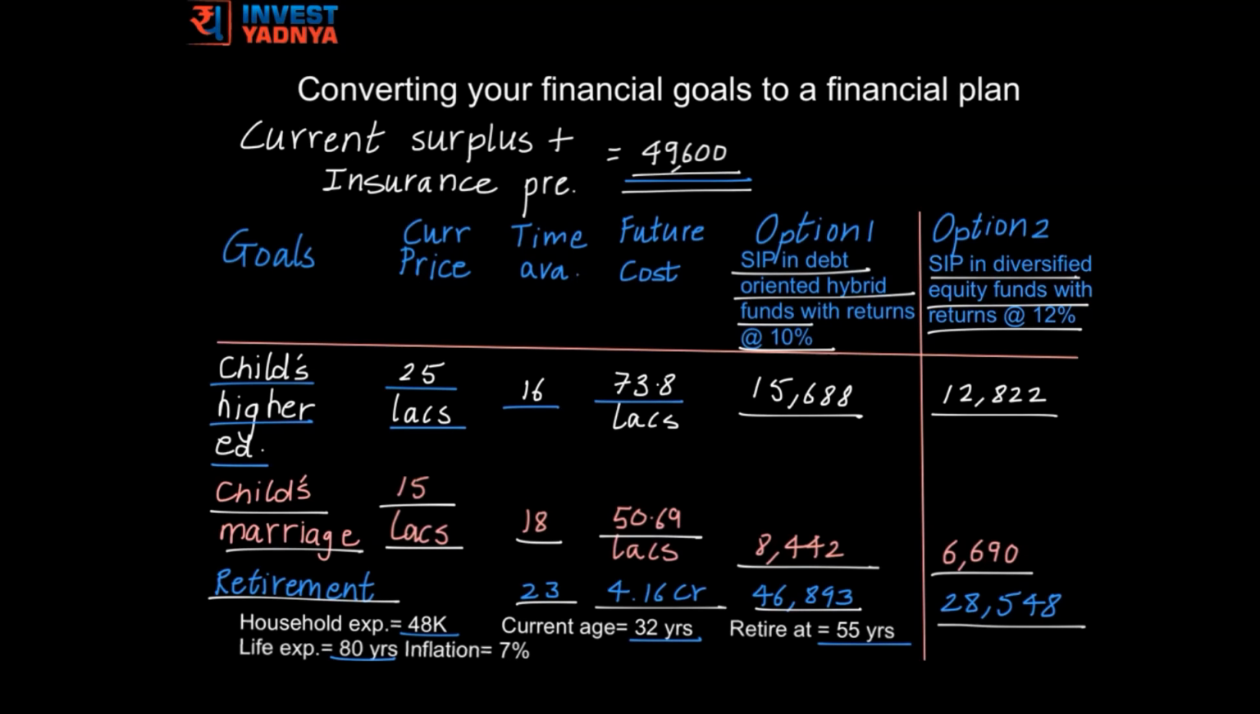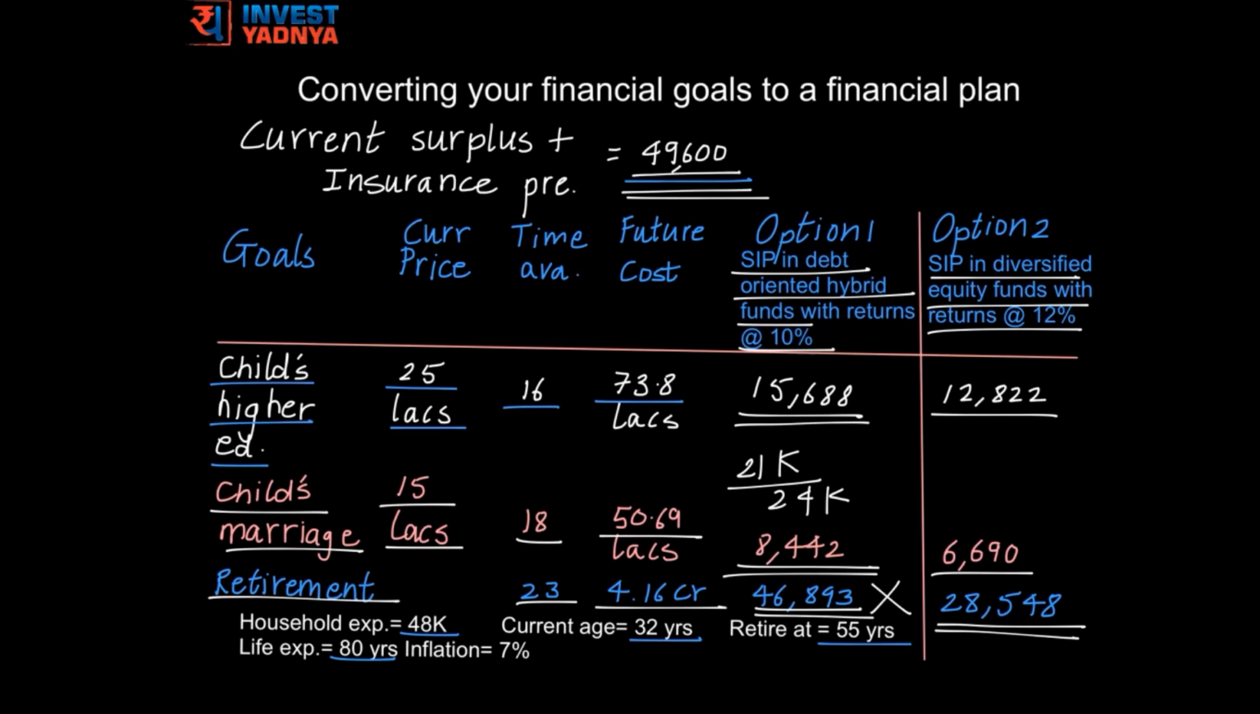The first option that we suggested is 46,893 rupees of investment towards retirement. It would not leave much amount to be invested towards other goals if their surplus is just 49,600 rupees. So this option cannot be accepted. If the second option is accepted, they would still have 21,000 rupees extra to be invested towards the remaining two goals. If we choose option 1 in both the remaining two goals, the addition works out to be 24,000, but the surplus is just 21,000.